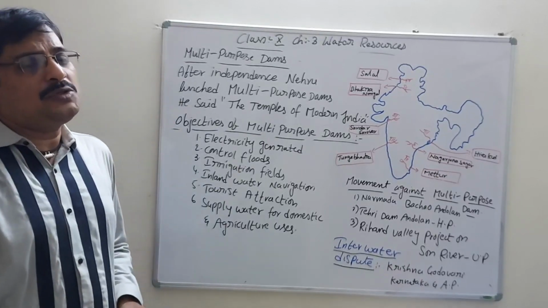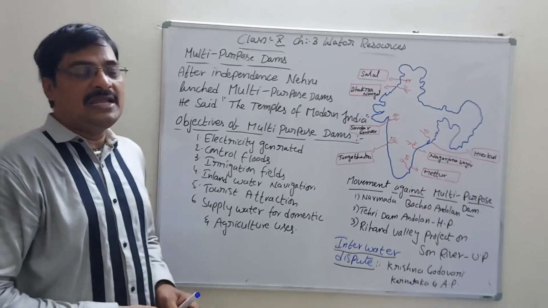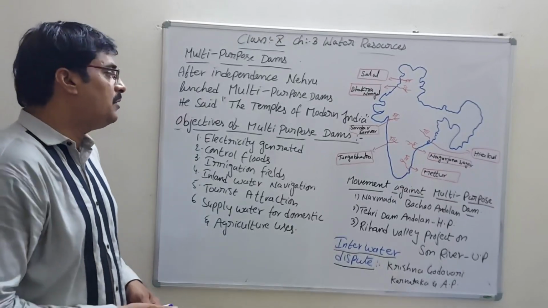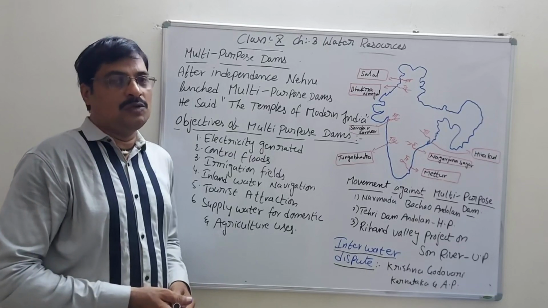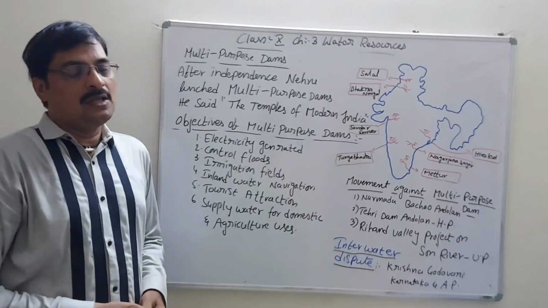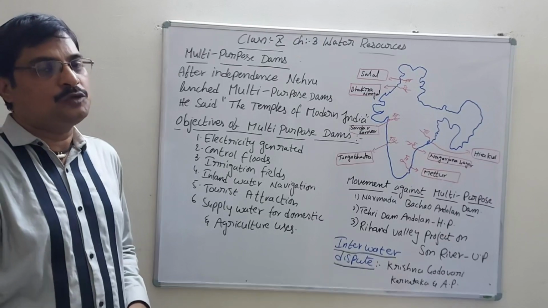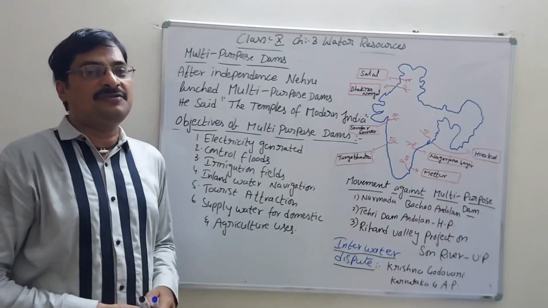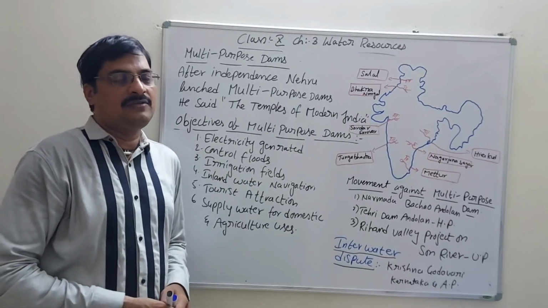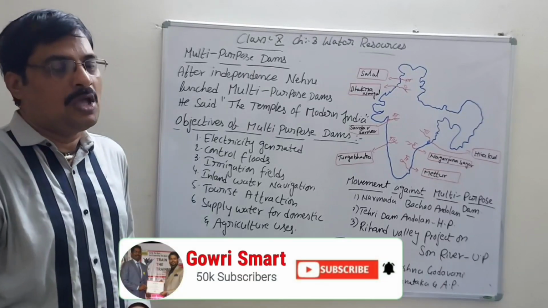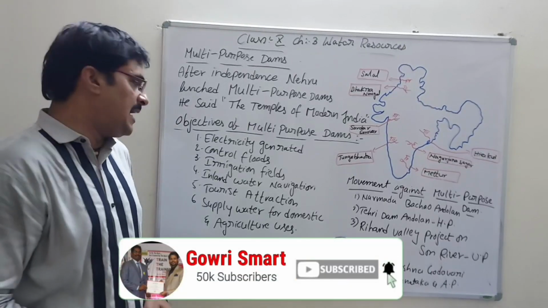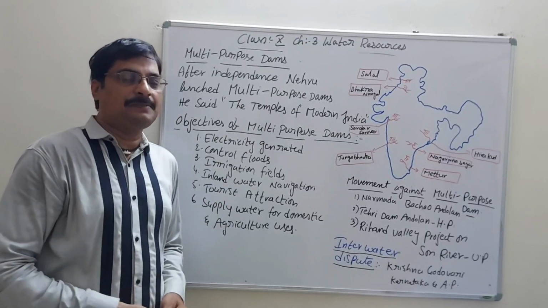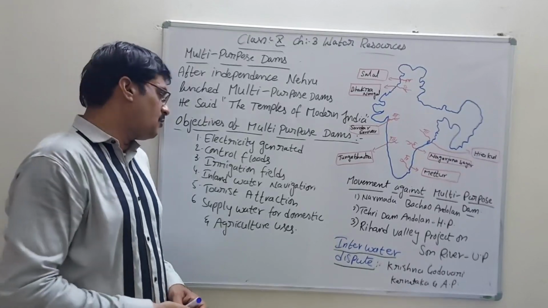What are the objectives of multi-purpose dams? Firstly, electricity generation: we produce electricity from the water in dams using water turbines. Then we control floods, whatever floods there are, through the multi-purpose dams. And irrigation: water supply to the agricultural fields. For that purpose also we use dam water.